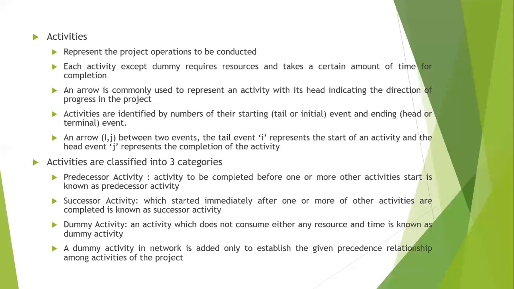So events are based in numbers. Then we have an arrow between two events. The tail represents I and J represents the head. I showed that to you already. Now there are three kinds of activities which are involved.